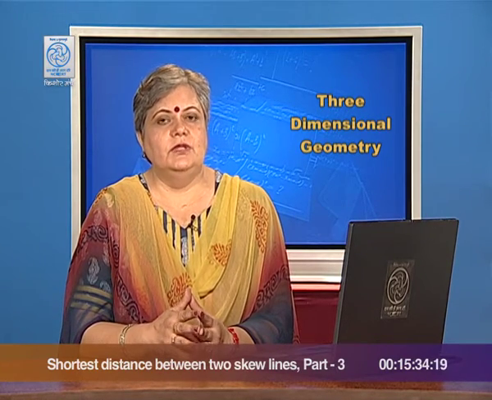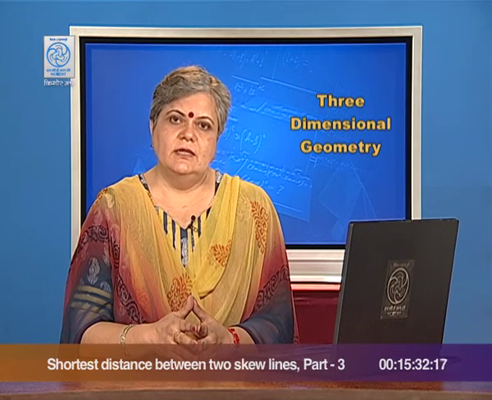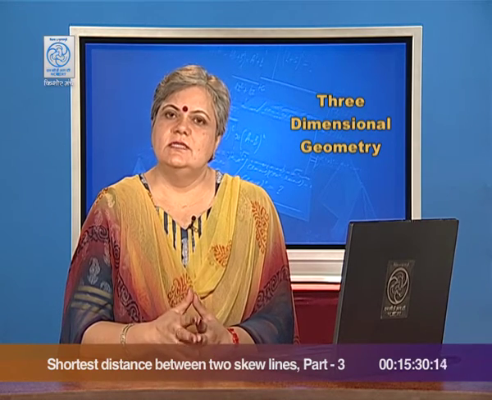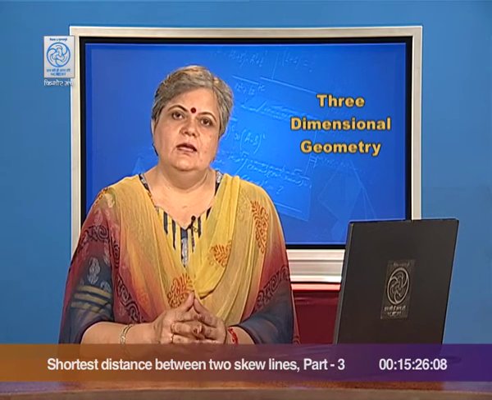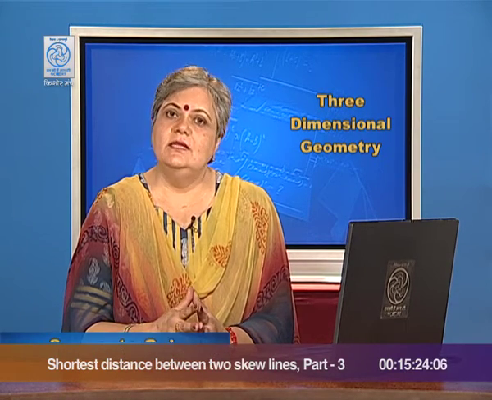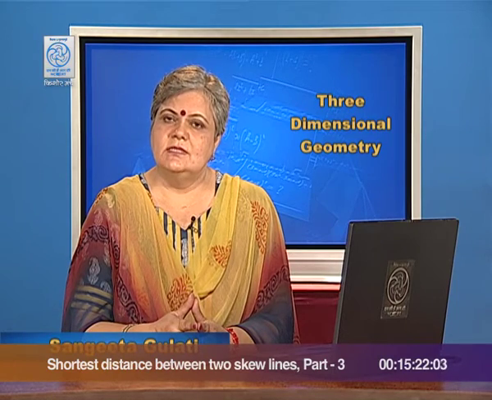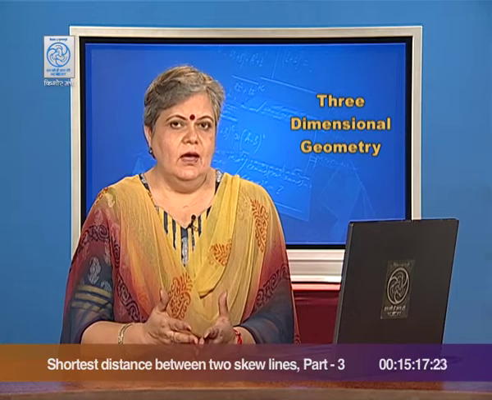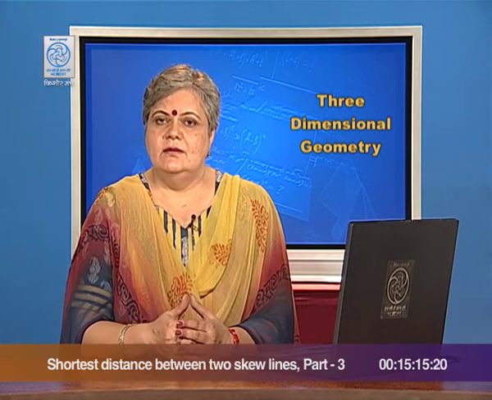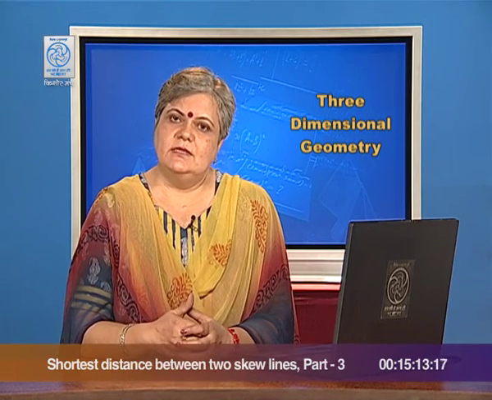Now, if you think of two lines which are intersecting, then the shortest distance is always 0. If two lines are parallel to each other, then the shortest distance is the perpendicular distance of a point on one line to the other. So, is there another possibility?